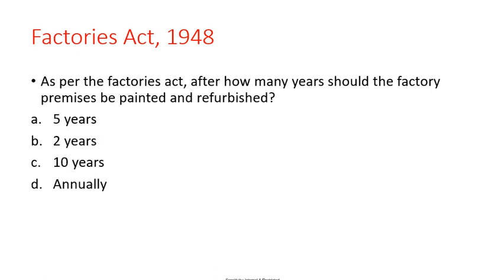Next question. As per the Factories Act, after how many years should factory premises be painted and refurnished? Options: 5 years, 2 years, 10 years, annually. Correct answer is 5 years.